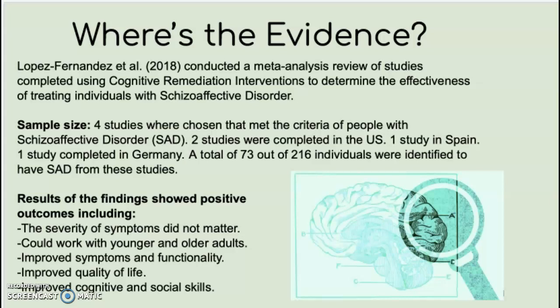The results of the findings showed positive outcomes, including that the severity of symptoms did not matter. One study found an association between higher levels of negative symptoms and greater benefits, and between higher levels of positive symptoms and greater improvements in functional capacity. So pretty much wherever you are on the spectrum, you still were shown improvements in effectiveness. Another area that it improves is symptoms and functionality. It also could work with younger and older adults. It improves quality of life, cognition, and social skills.